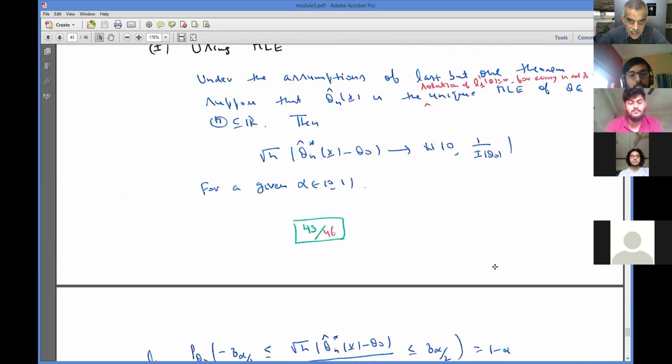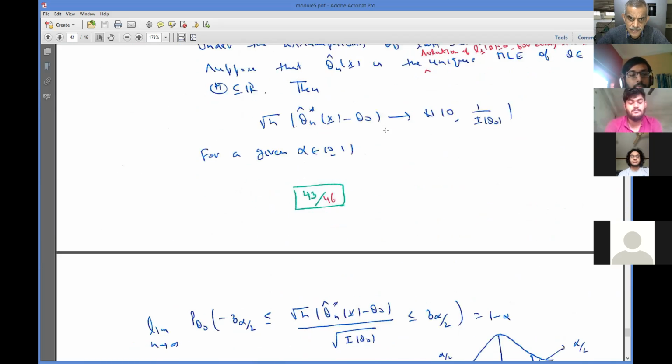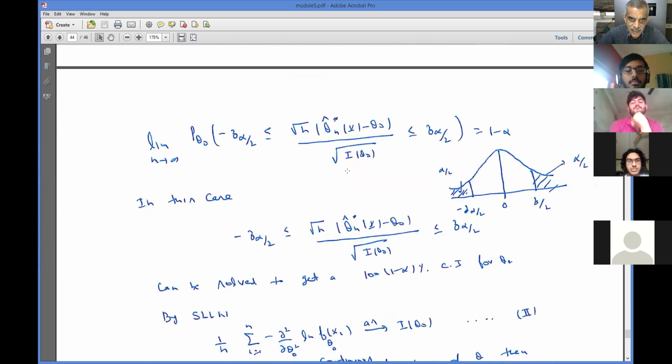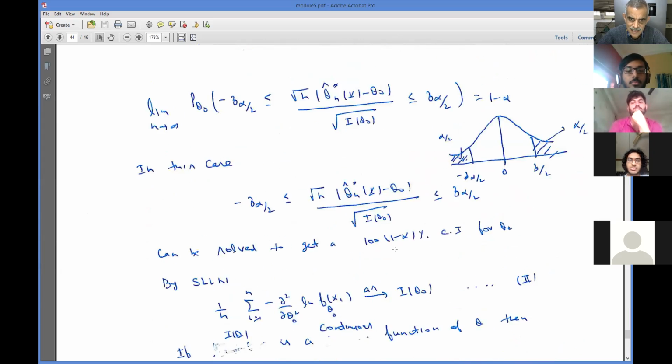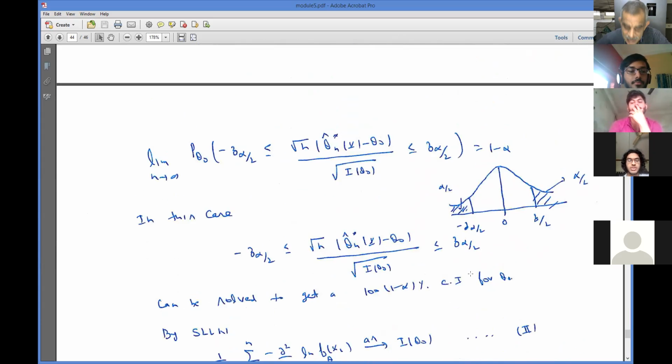This part is okay. Now for any given alpha belonging to this thing, so that means root n times theta n hat star x minus theta naught. Oh, this you mean to say should be in the numerator, because it should be 1 upon root of I theta naught, right? Yes, sir. So there is a typo over there. Yeah, you can correct that. Okay, sir. Anything else?